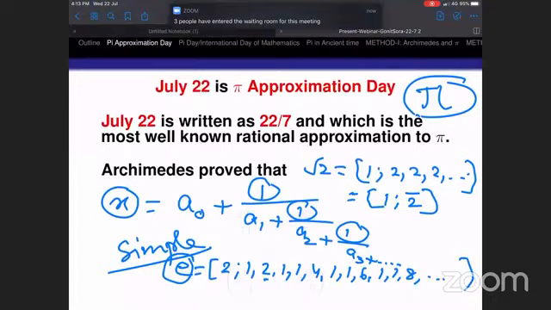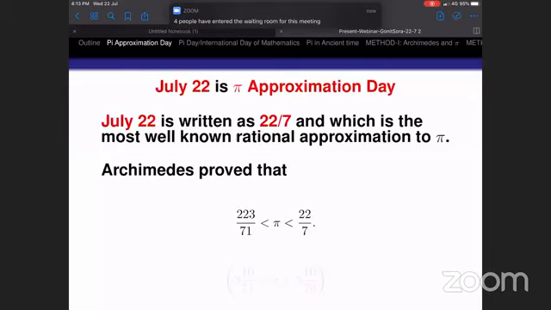Now, why are these simple continued fraction expansions important? Because with this simple continued fraction expansion, the convergents will give the best approximation of the irrational number. And what do you mean by convergent?